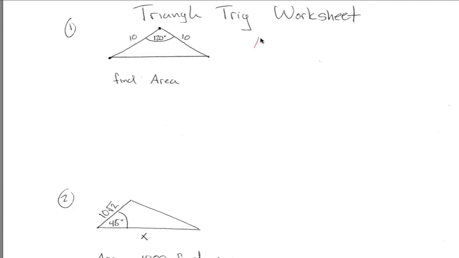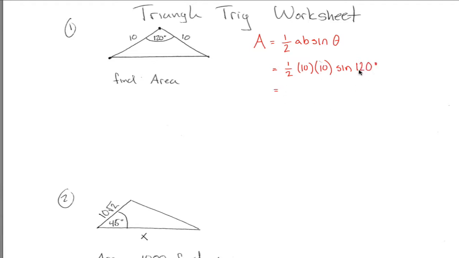Probably the easiest is to take advantage of a little formula we have that the area of any triangle is equal to 1/2 AB sine theta, where A and B are two sides that are adjacent to this angle theta. So we could do that in this case with A and B both equal to 10. Get 1/2 times 10 times 10 times the sine of, looks like theta in this case is 120 degrees.